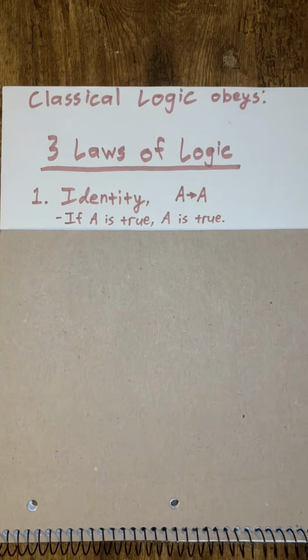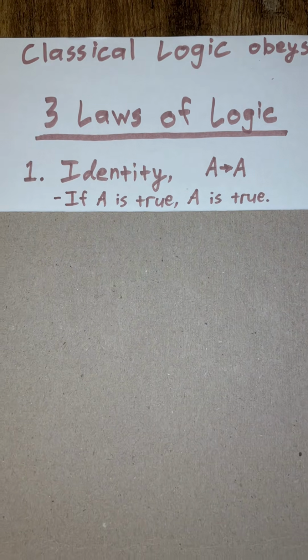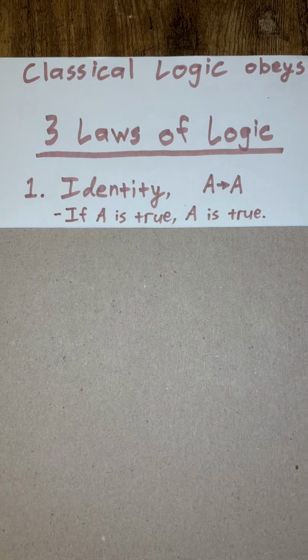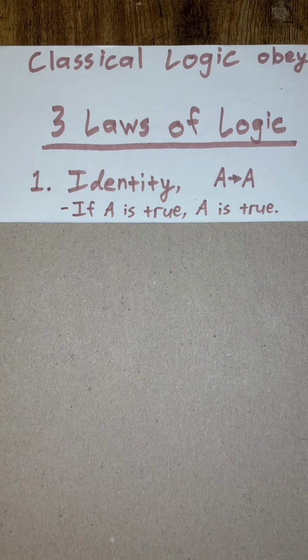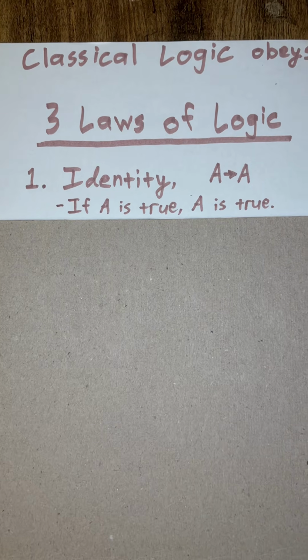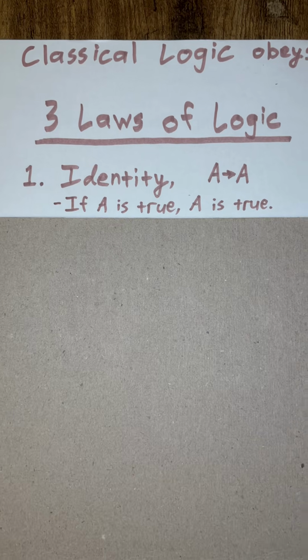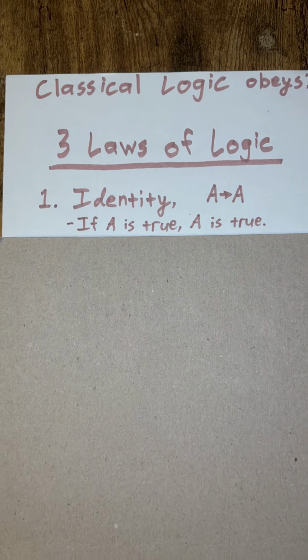The first law is the law of identity. It says that A implies itself. So if A is true, then A is true. But also in general, whatever the truth value of A is, true, false, anything in between, true and false, neither true nor false, then A is in fact that thing. There's no trick here. It really is that simple and obvious.